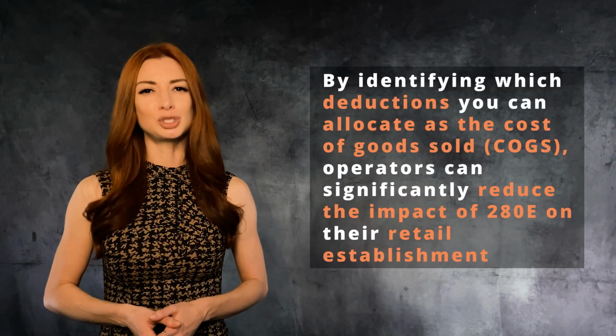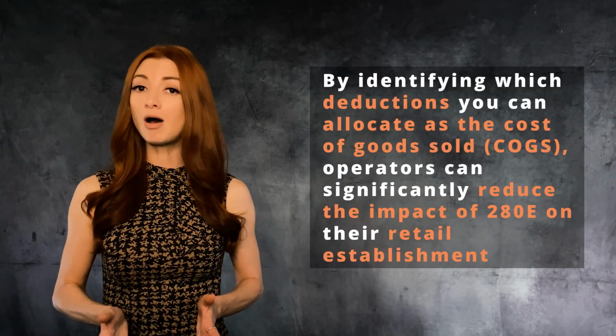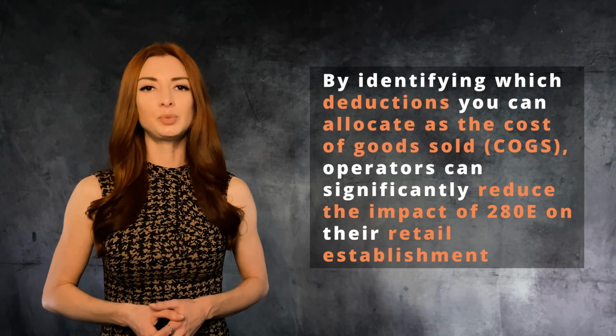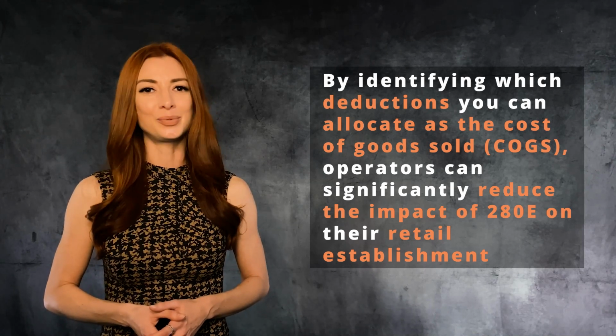All verticals in the cannabis industry are affected by IRS Code 280E and the limitations around reducing tax payments. Because 280E directly relates to the sale of or trafficking cannabis-related products, the rule most influences retail and dispensary operations. It is essential to have a deep understanding and organized seed-to-sale structure to minimize the tax burden. By identifying which deductions you can allocate as a cost of goods sold, or COGS, operators can significantly reduce the impact of 280E on their retail establishment.